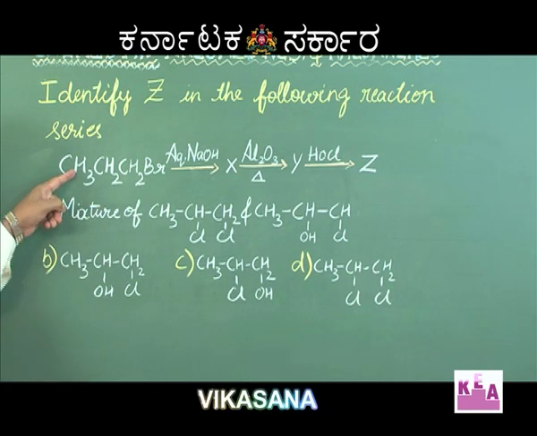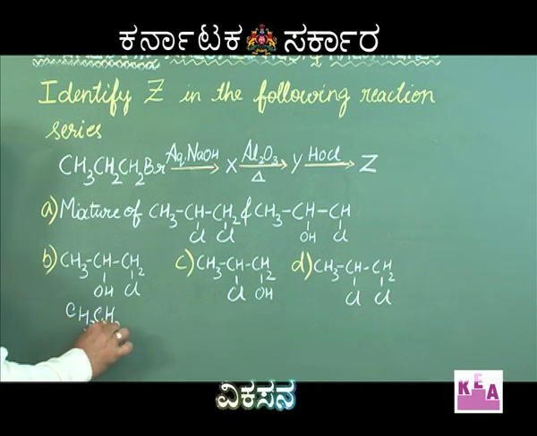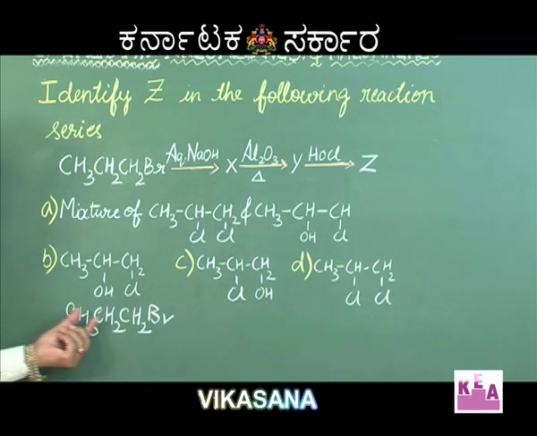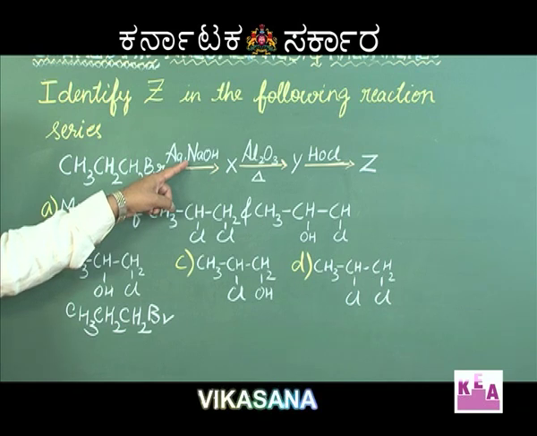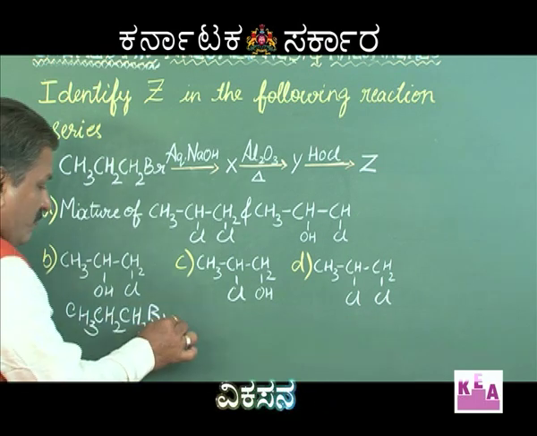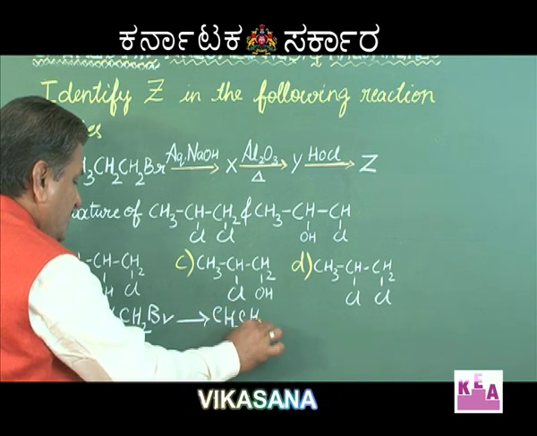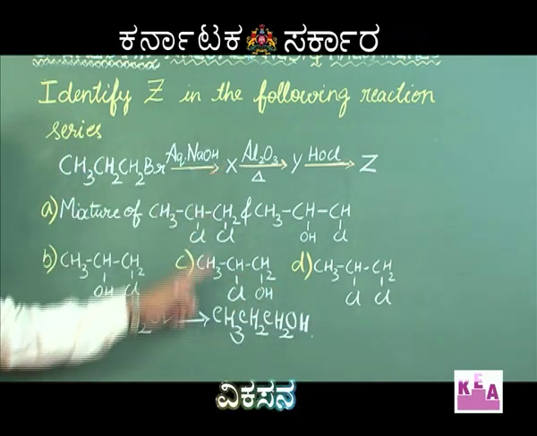So here the starting material is CH3CH2CH2Br. Look at the starting material. It is an alkyl halide, a monohalo derivative of propane. So this undergoes hydrolysis with aqueous NaOH to give the corresponding alcohol. So we get CH3CH2CH2OH. X is the alcohol.